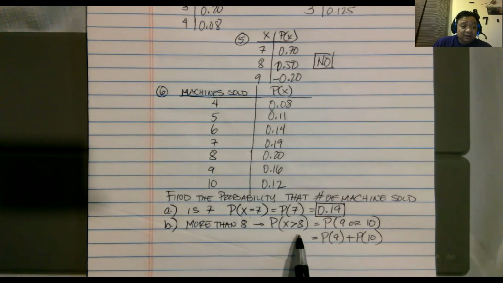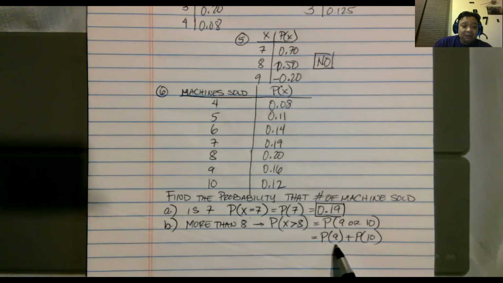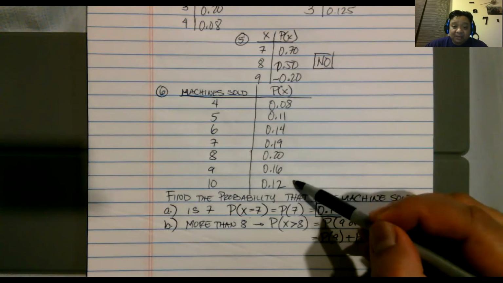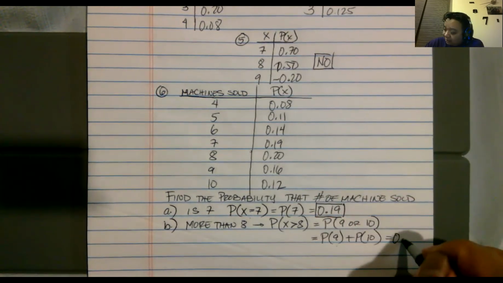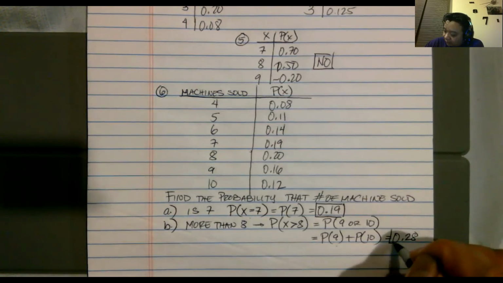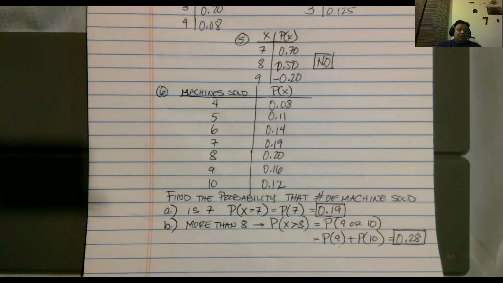8 is not included because it has to be strictly more than 8. So it's just simply probability of 9 plus the probability of 10. So just add up the two probabilities. So 0.16 plus 0.12, and the answer is 0.28. Okay. Questions? Any questions on this?